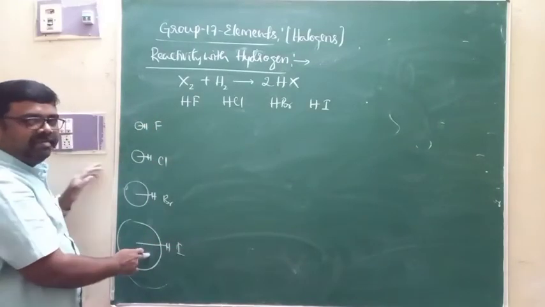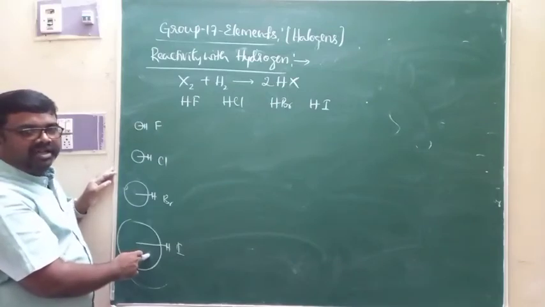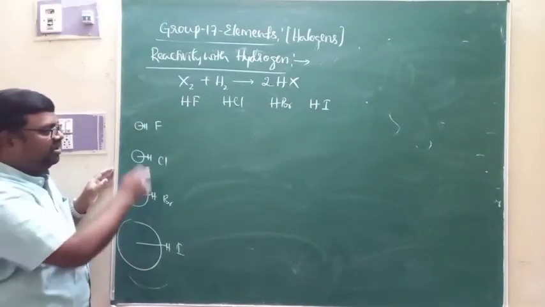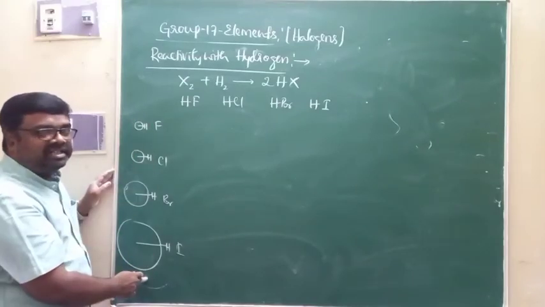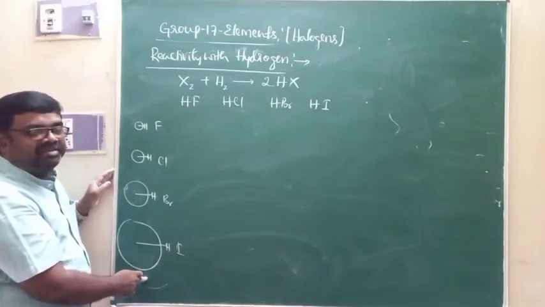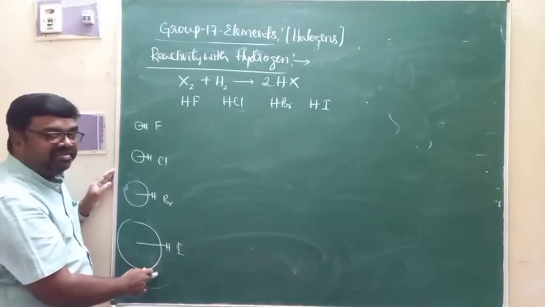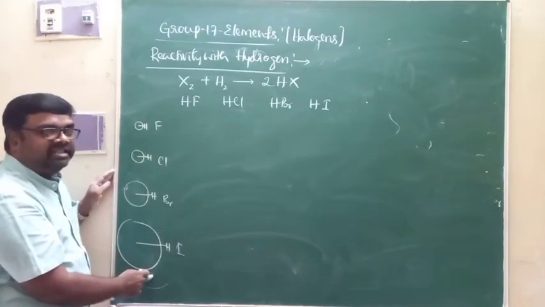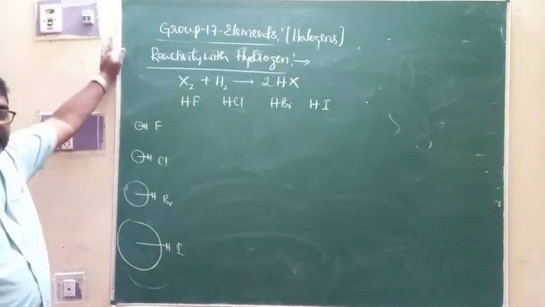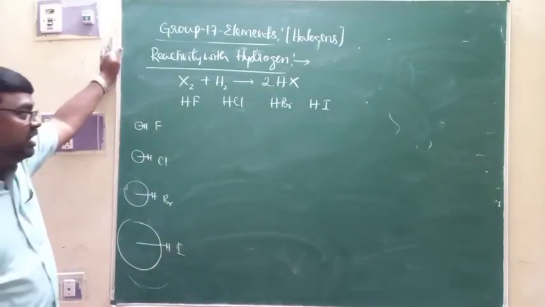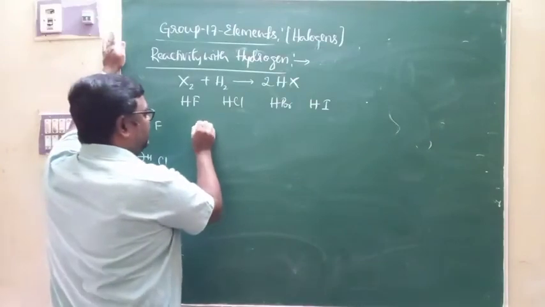If bond length increases, the energy required to break the bond decreases, therefore bond enthalpy decreases and thermal stability decreases. If thermal stability decreases, the bond can be easily broken, therefore acidic strength increases on moving down the group, and of course reducing property also increases. Okay?